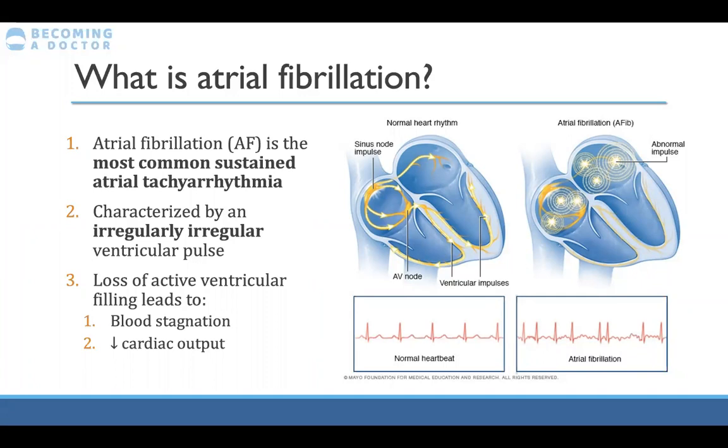Now, because AF leads to impaired filling of the ventricles, as a direct consequence, less blood is going to be pumped out with each ventricular contraction. Therefore, AF as a whole leads to the stagnation of blood in the atria, leading to thrombus formation and a risk of PE, increasing the risk of stroke, and leading to a reduction in your cardiac output, especially during periods of exercise, for example, which can lead to consequences like heart failure.